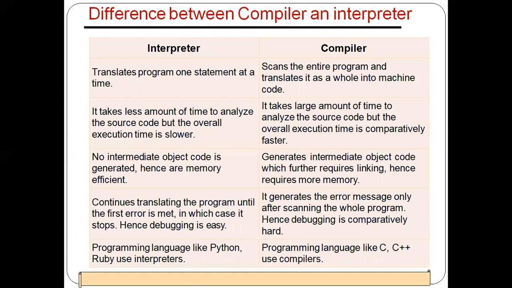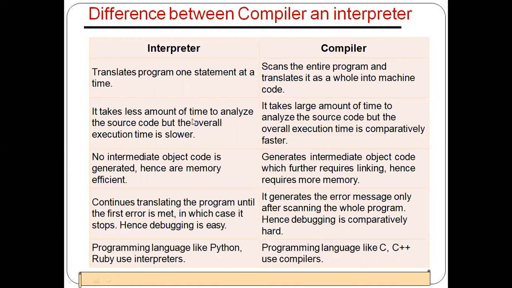So here is the difference between a compiler and an interpreter; both are very important. What is an interpreter? First, what does it do? It translates a program into machine language, one statement at a time. And what does a compiler do? It scans the entire program and translates it as a whole into machine language. First, it converts the whole program into machine language.